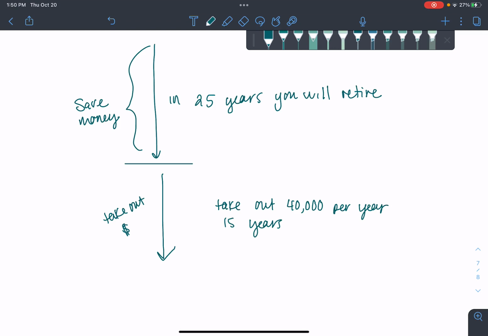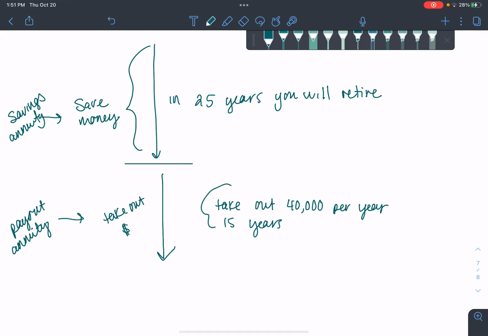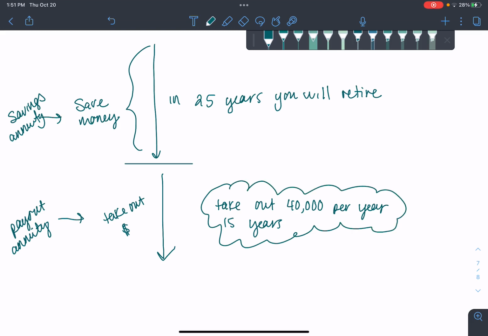And by the way, if we haven't already made it obvious, the first part of the problem is the savings, the savings annuity. And then the second aspect is what you're going to do after retirement, which is the payout, like the payout annuity. What's interesting about this problem is we have to work backwards. If this is how much you want to take out per year for that length of time, what needs to be in the account in the beginning?